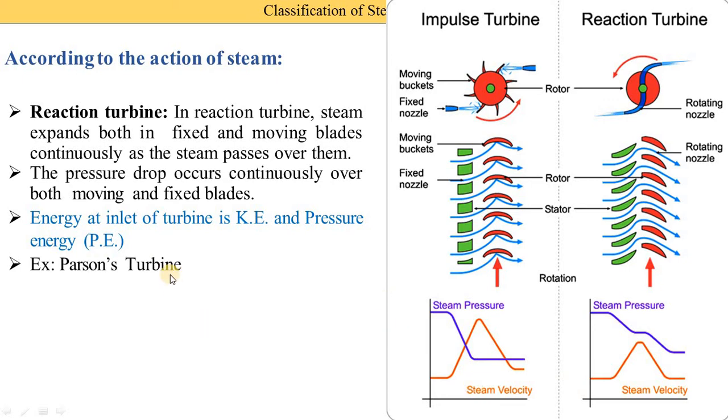And examples of the reaction turbine are the Parsons turbines. Okay, so what is the difference between impulse and reaction turbines? In an impulse turbine, the steam has only kinetic energy. In the reaction turbine, steam has kinetic as well as pressure energy. In an impulse turbine, the expansion of steam is carried out only in the nozzles, and in the reaction turbine, expansion is carried out in the fixed plates as well as in the moving plates.